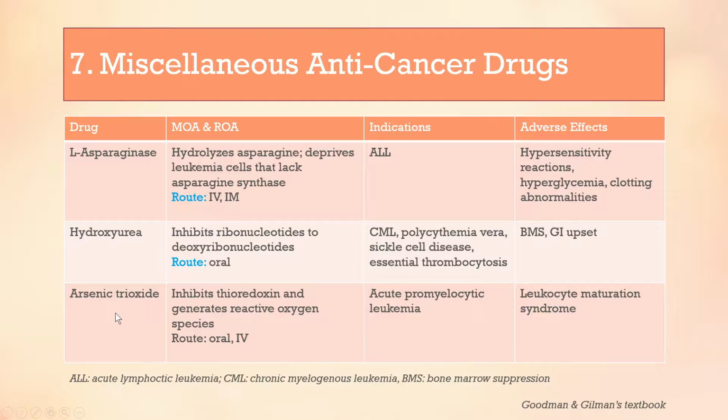Arsenic trioxide inhibits thioredoxin and generates free radicals and is used in leukemia, and the adverse effect is leukocyte maturation syndrome.